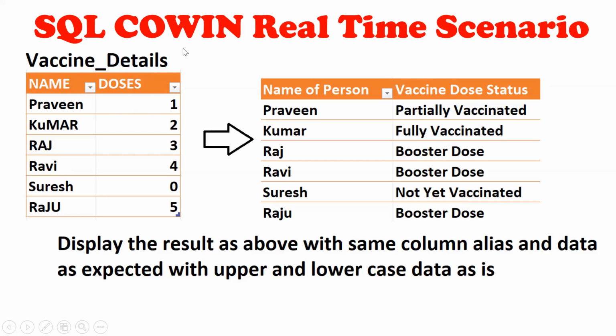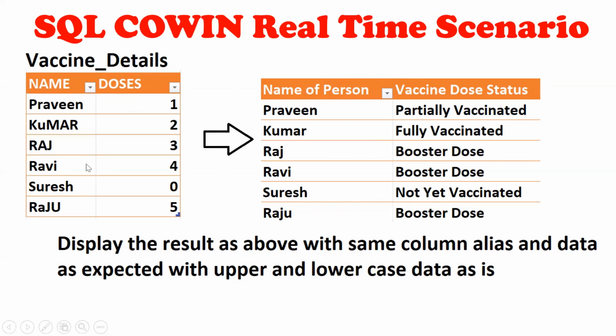In the database it is stored like this, but I want to display it differently. If it is 0, I want to display not yet vaccinated. If it is 1, I display partially vaccinated. If it is 2, I display fully vaccinated. If it is 3, 4, or 5, I display boosted dose. In the database something is stored, but I want to display it in a friendly manner. So the requirement is to display the result as above.